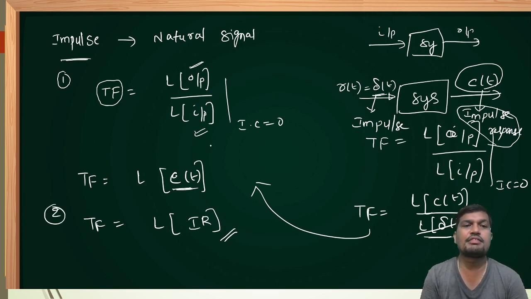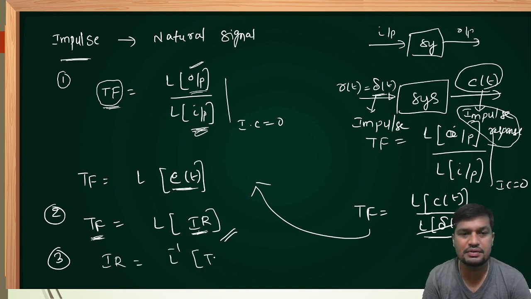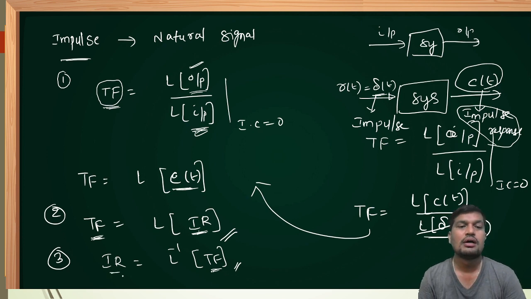Once again, I am repeating, dear friends. Whenever output and input directly given, how to determine transfer function? Use this formula. Whenever impulse response is given, how to determine transfer function? Use second formula. Suppose, dear friends, we know transfer function and they are asking to calculate impulse response, then impulse response or natural response, L is coming this side, it will be inverse Laplace of transfer function. This is the third formula. Whenever transfer function is given, if somebody is asked you to calculate impulse response, use this formula.